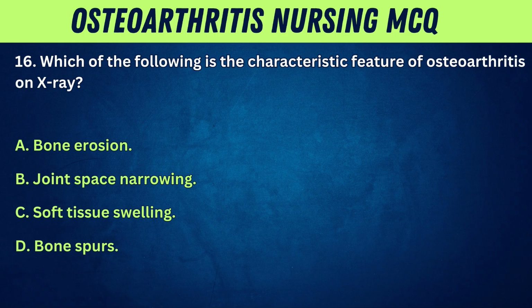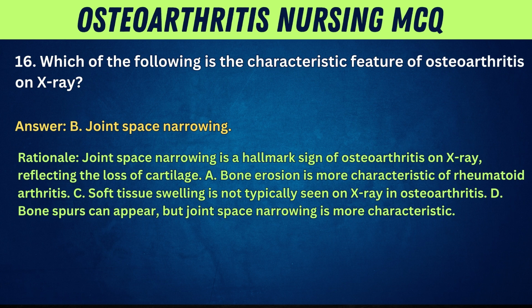C. Soft tissue swelling. D. Bone spurs. Answer: B. Joint space narrowing. Rationale: joint space narrowing is a hallmark sign of osteoarthritis on X-ray, reflecting the loss of cartilage. A. Bone erosion is more characteristic of rheumatoid arthritis. C. Soft tissue swelling is not typically seen on X-ray in osteoarthritis. D. Bone spurs can appear, but joint space narrowing is more characteristic.